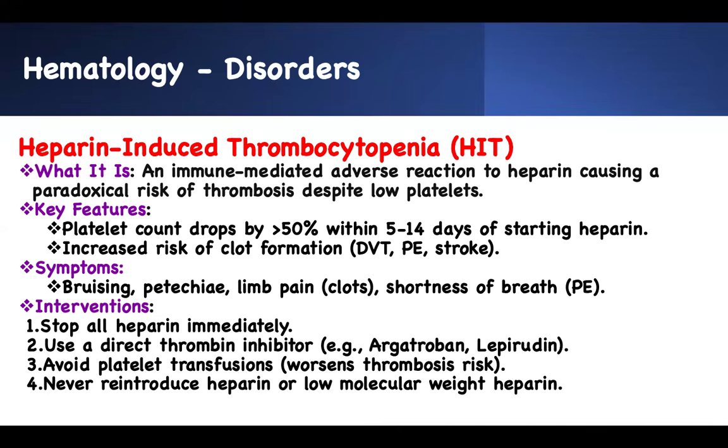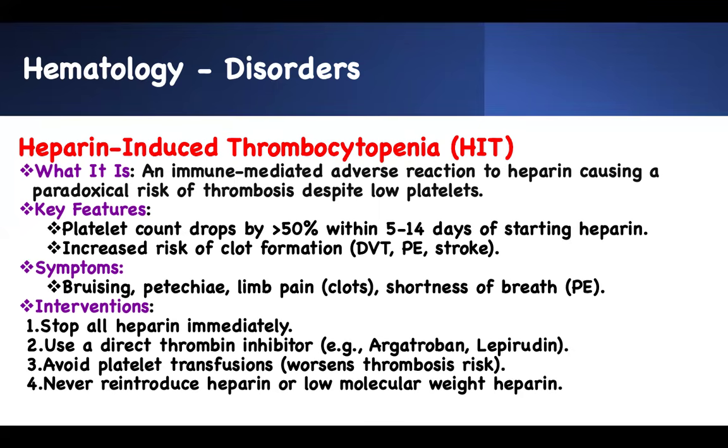You have to give them another non-heparin anticoagulant. So they can get warfarin, but they cannot get enoxaparin. It's also a form of heparin, a low molecular weight heparin. What are the symptoms that will be showing? Petechiae, clot formation, shortness of breath is all clot.